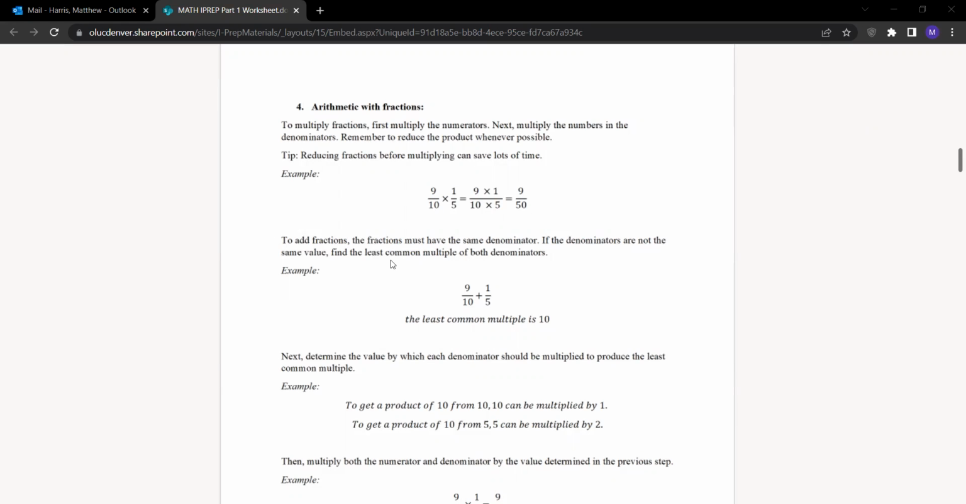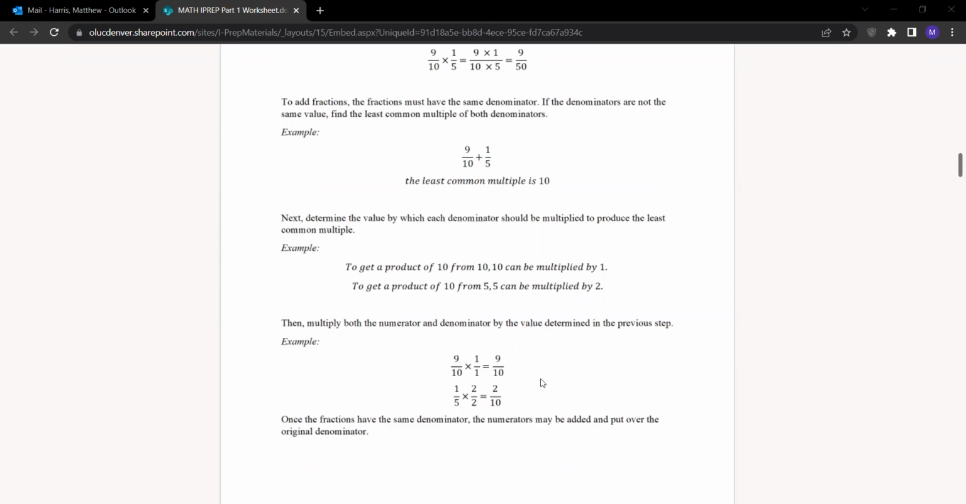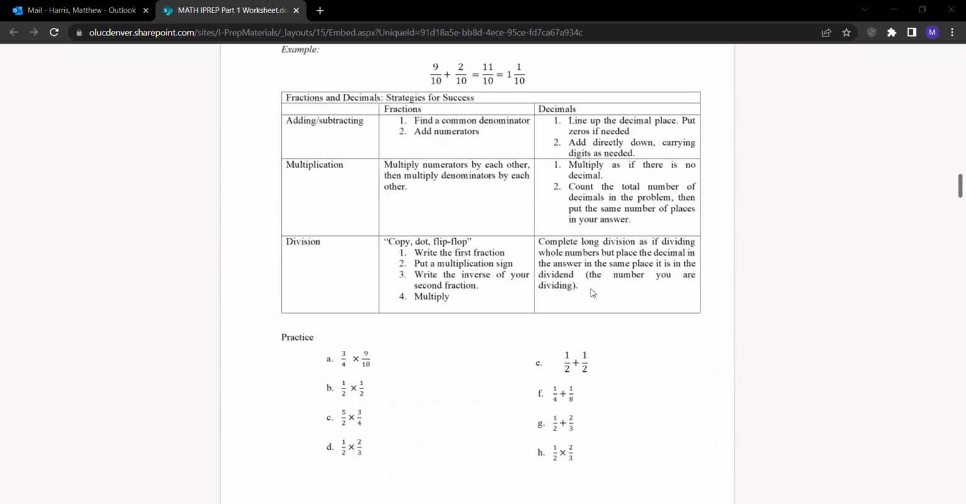To add fractions, the fractions must have the same denominator. If the denominators are not the same, find the least common multiple. So we have 9/10 plus 1/5. The least common multiple is 10. So what we do is multiply both of these by 2. So it becomes 2/10, and then we can add them. And we see that down here, right? If you need a refresher, we covered a lot of this in the first video, but go ahead and look at the screen, pause the video, and review really quickly. All right.